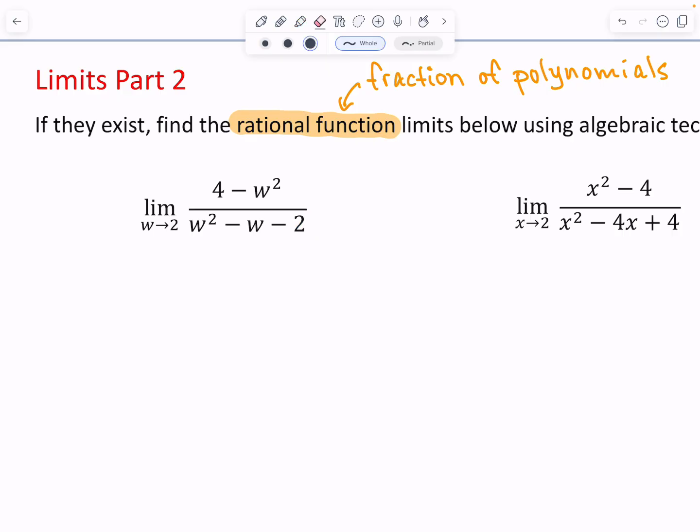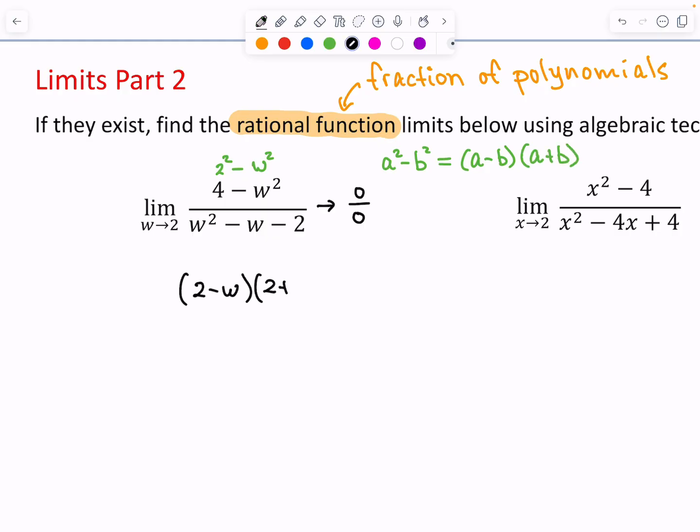So we have a polynomial divided by a polynomial. This is a rational function. Now we're doing a limit as w approaches 2. If you simply try to plug 2 in, you will notice that you get a 0 over 0. This always suggests, in the case of rational functions, that you can factor and simplify. Now in the numerator, we see that we have a 4 minus w squared. That's like a 2 squared minus w squared. This is known as a difference of squares, and a squared minus b squared always factors into a minus b times a plus b. So I can factor that numerator to 2 minus w times 2 plus w.